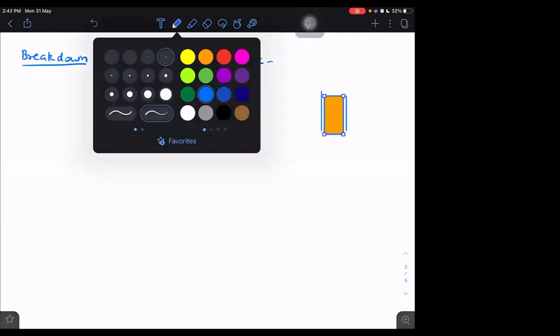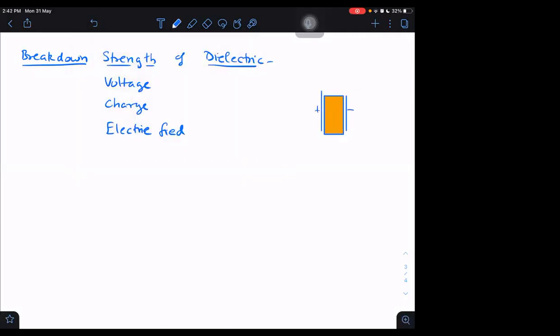Then what happens to the dielectric? It will start conducting. So what is the electric field which will be called the breakdown strength of the dielectric? That electric field value will be the breakdown strength of the dielectric at which the dielectric starts conducting.